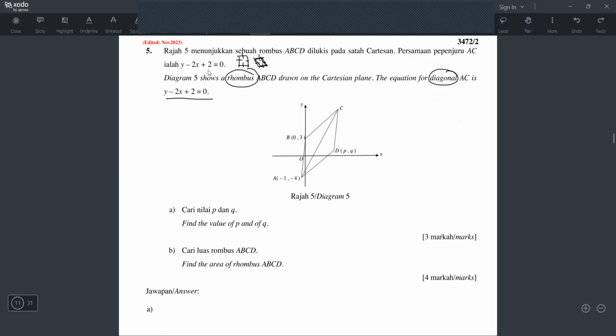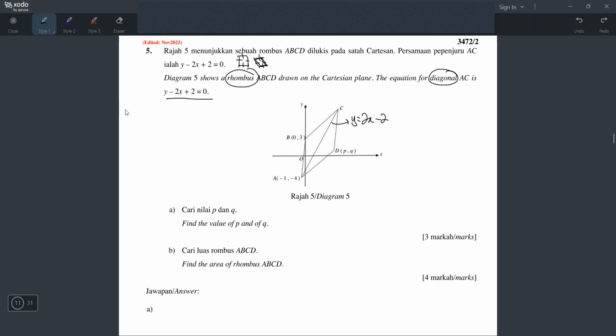Okay, now we continue our labeling. The equation for diagonal AC is y = 2x - 2. So the diagonal is AC. Why not we change to linear form, y = mx + c? So it will be y = 2x - 2. Why do I change to linear form? So that I can know the gradient and the y-intercept of this line. Now I know the gradient of this line is 2 and the y-intercept is negative 2, which is here, right? But I don't think I have to label that, so I'll just leave it like this.